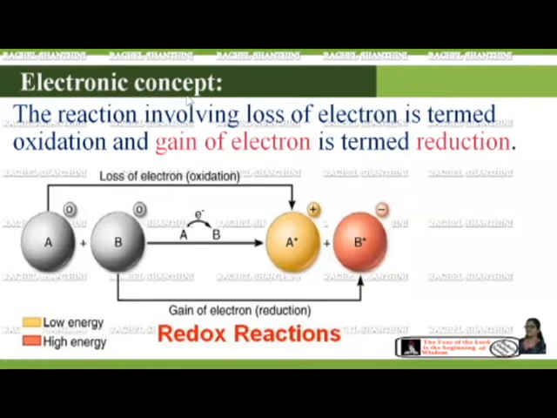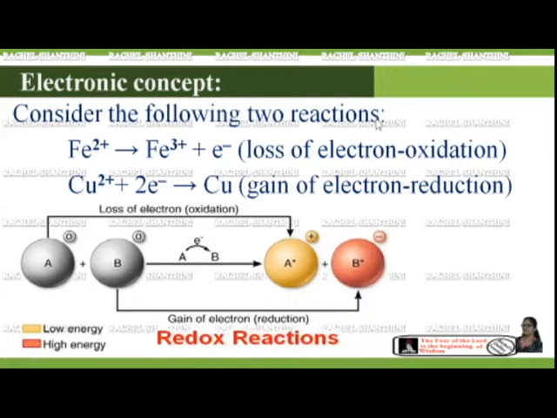Electronic concept of redox reaction. Students, there are some redox reactions in which oxygen or hydrogen are not associated. For such reactions, we can explain the process on the basis of electrons. The reaction involving loss of electron is termed oxidation, and the reaction involving gain of electron is termed reduction. During a redox reaction, the element which gains electron will gain energy and become a high energy element, and the element which loses its electron loses its energy, so it will become a low energy element.